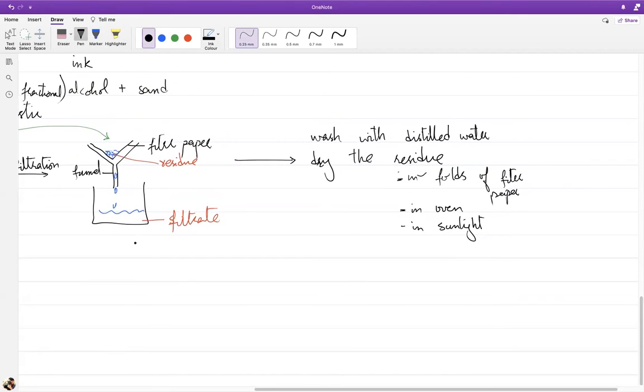What if I want to collect the filtrate? And the filtrate, as you know, is made from a solid and a solvent. So there is a solvent and there is a solid. I want to separate both of them.